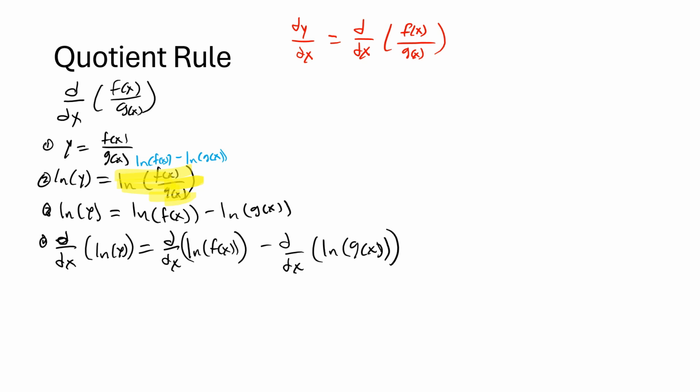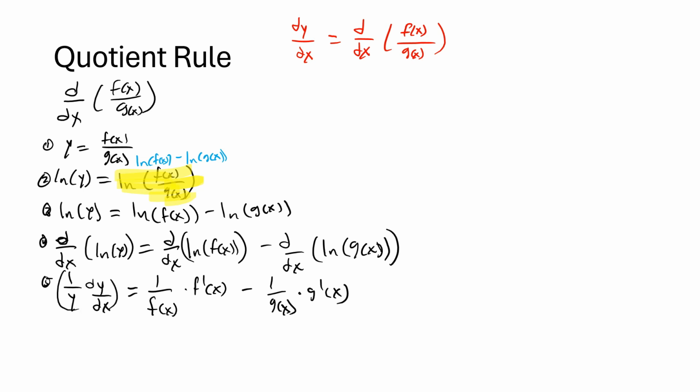Okay, and now, fifth step here. This will be 1 over y, dy by dx. And then for the right side, I'm again just going to use Lagrange's notation. So this will then be 1 over f of x times f prime of x minus 1 over g of x times g prime of x. Okay, and now we're just going to multiply both sides by y.